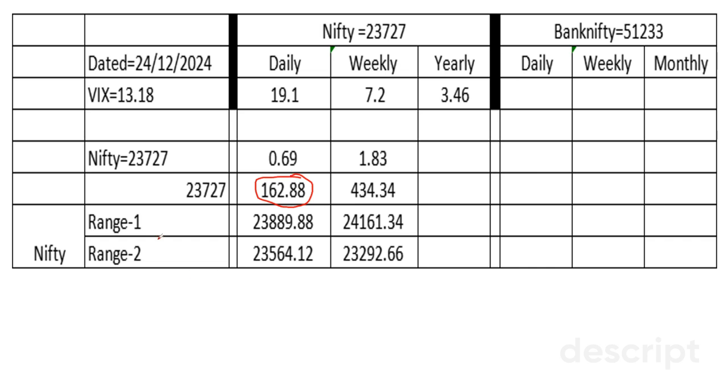This is the range. This plus the percentage is the higher level, and this minus this is the lower level. Similarly, I did the same for weekly. So in a week, the Nifty looks very strong somewhere around 24,160, which is the absolute figure. You can round it up to 24,100, and there is very strong support at 23,200. This VIX can give you the range in your daily, weekly and yearly. The same thing you can do with Bank Nifty.